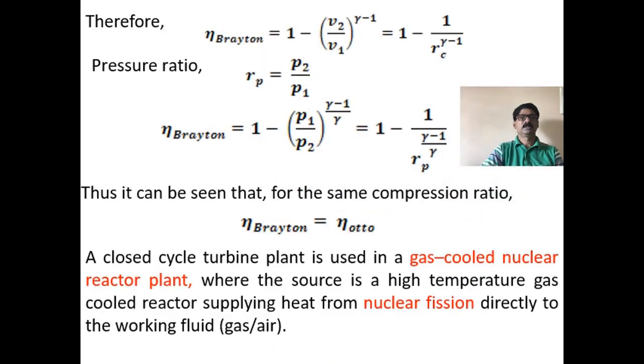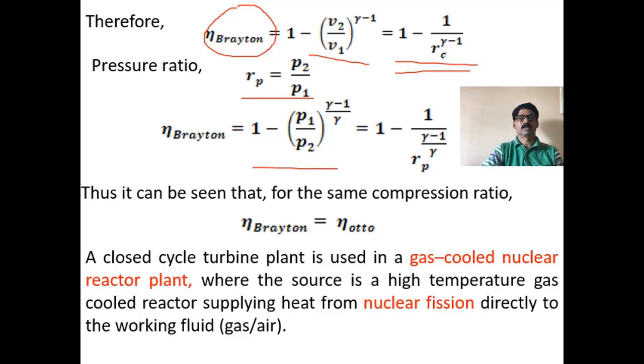So replacing T1 by T2 with V2 by V1, it can be written as 1 minus 1 by Rc to the power gamma minus 1, that is, eta Brayton is equal to 1 minus 1 by Rc to the power gamma minus 1, in terms of compression ratio. Similarly, pressure ratio Rp is equal to P2 by P1, so eta Brayton is 1 minus T1 by T2.